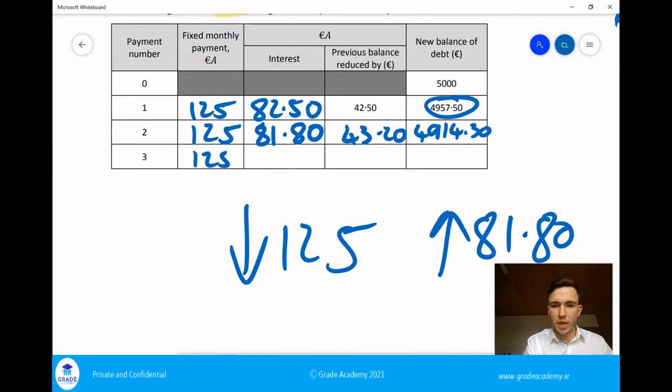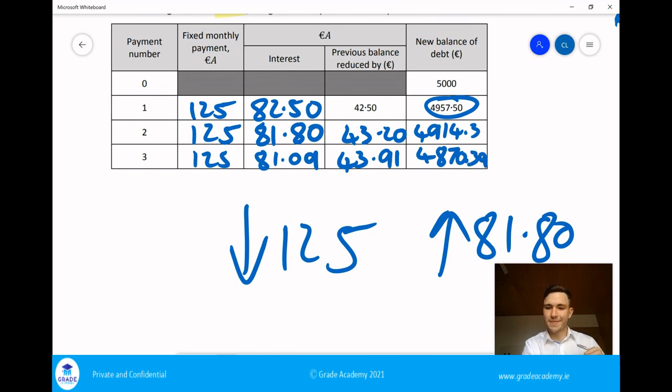And I might as well finish it off now. So again, 1.65% of the previous balance of 4,914.30. So that's going to be €81.09. And then minus these two figures, so our balance is being reduced by 43.91. And we can take that off the previous balance. So we get 4,870.39. So that is our table complete.